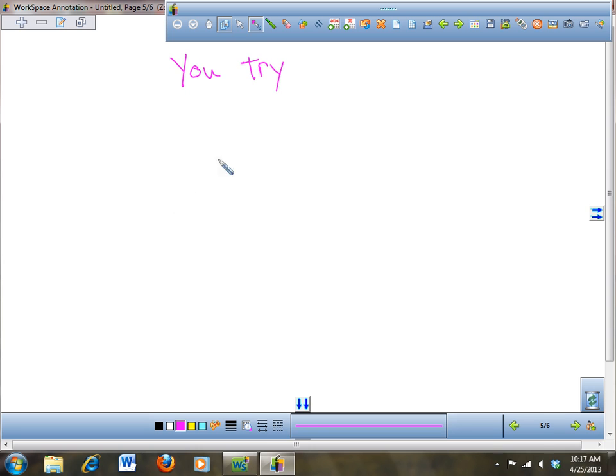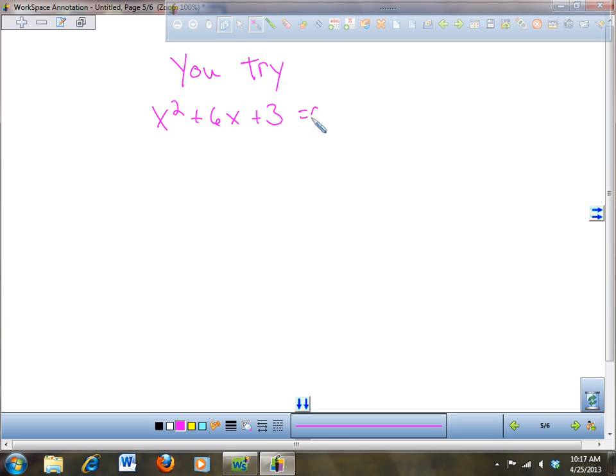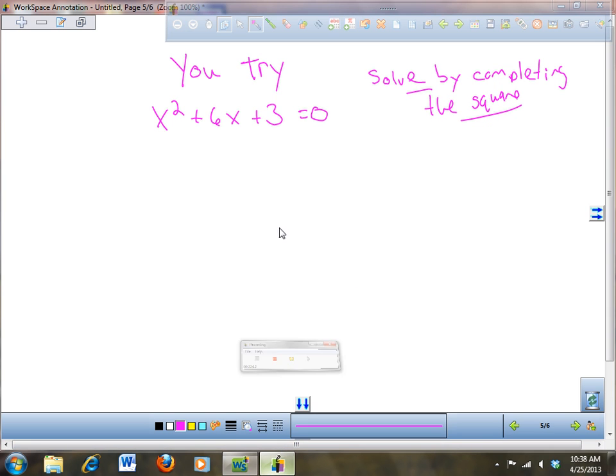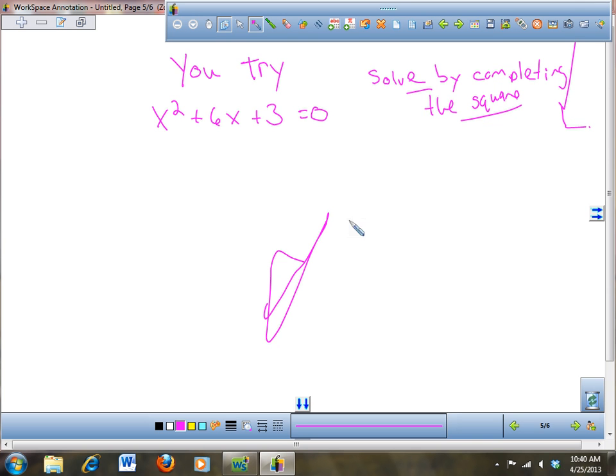X squared plus 6x plus 3 equals 0. Solve by completing the square. I'm not going to change it. I'm going to leave it just like it is. Solve by completing the square. Let's erase this messy mark that I just made. There we go. So let's see if Sarah's right.